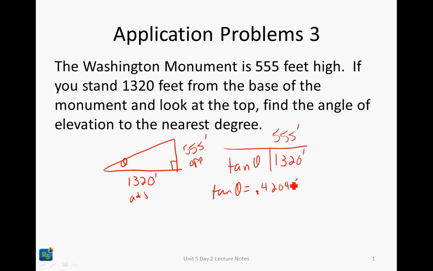and so the tangent of my angle is 0.42045. Again, always carry that out at least 4 places when you're plugging this into your calculator. So the inverse tangent of this decimal number will give me the angle measurement, which is 22.8 degrees. There we go.